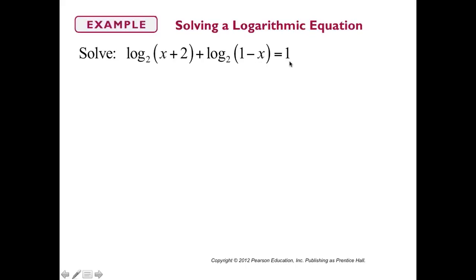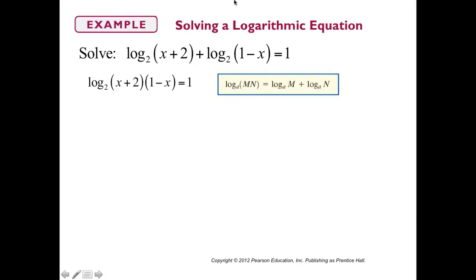So we know that 32 is 2 to the 5th power. So we're left with 2 to the 3x minus 1 power equals 2 to the 5th. And then we just set our exponents equal to each other. So we have 3x minus 1 equals 5. So we get x equals 2.